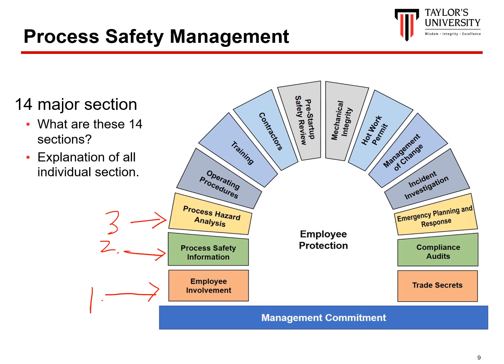Employers must ensure that the recommendations from the PHA are acted on in a timely manner. Every PSM process needs an updated PHA at least every 5 years. Meaning every 5 years, we need a process review or a process safety review.